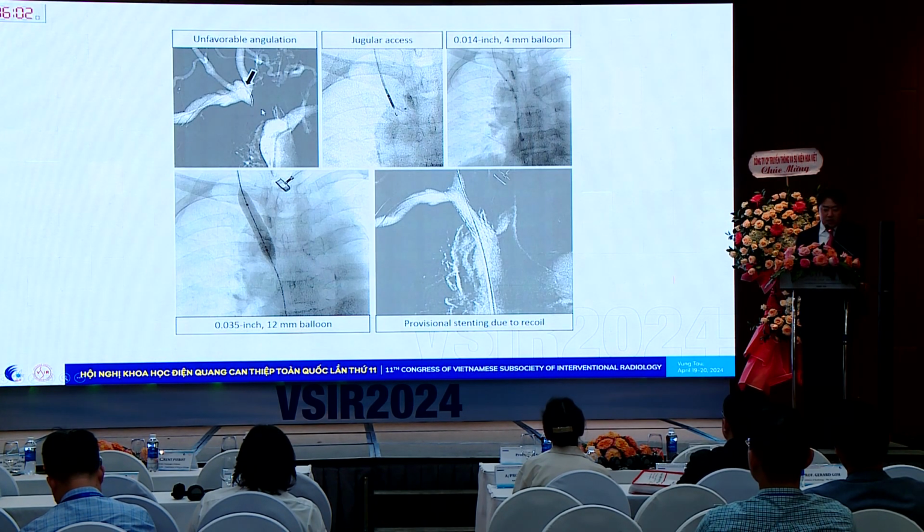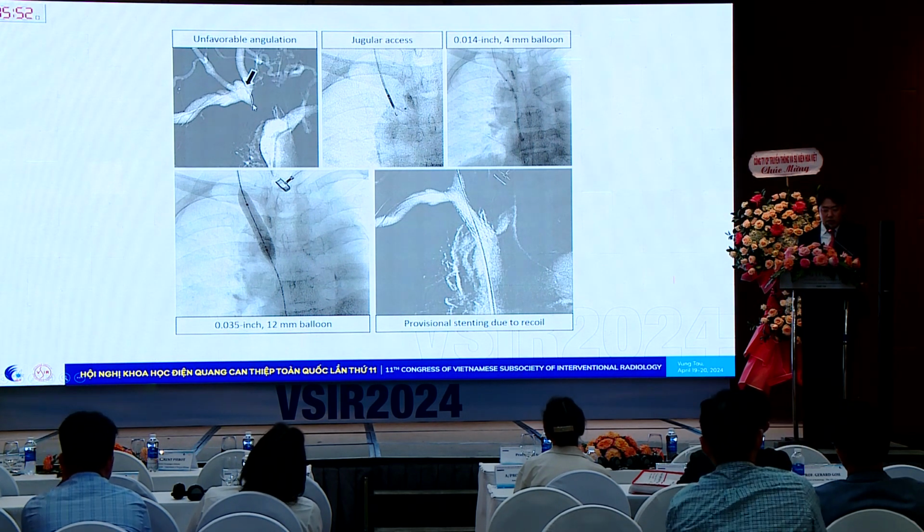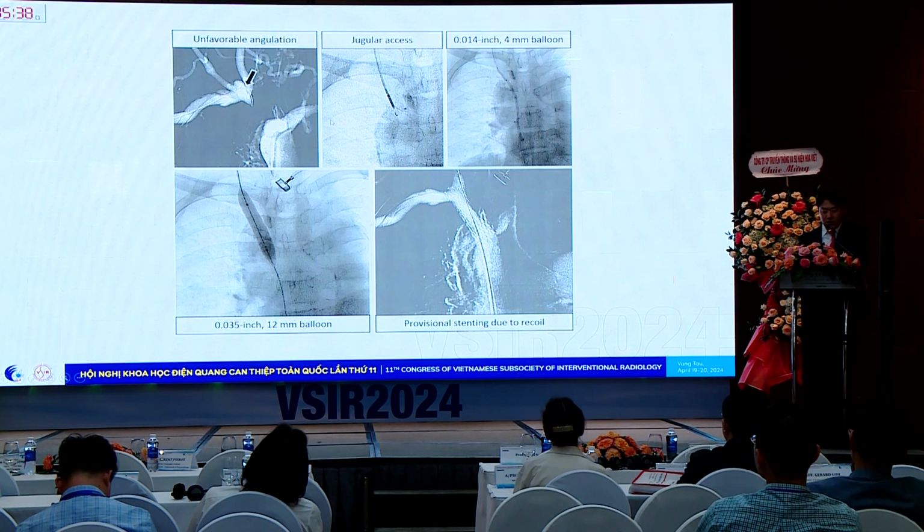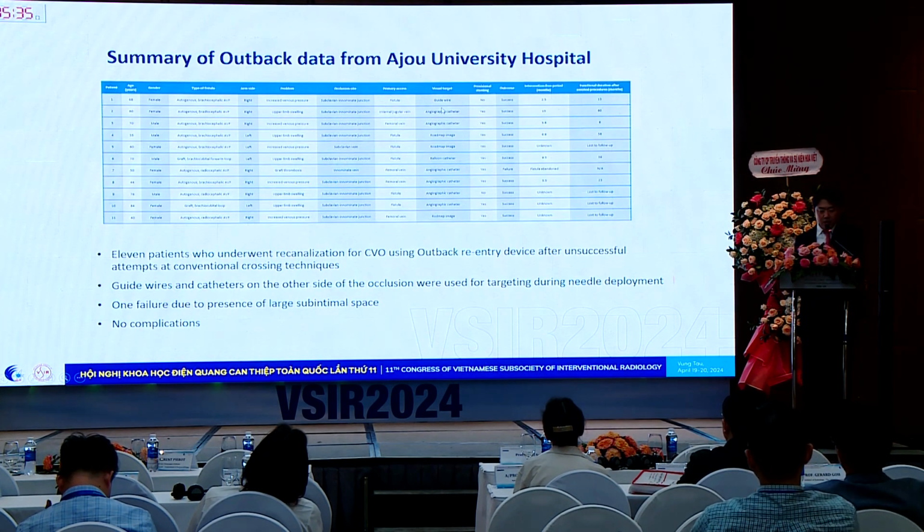Sometimes the angles can be unfavorable for any kind of sharp recanalization technique. So, like in this case, we try to work over this angulation, but it's very difficult. So we pick to access this external jugular vein and come down from there. And this is how we overcome the unfavorable angulation that we may encounter in these kind of procedures.